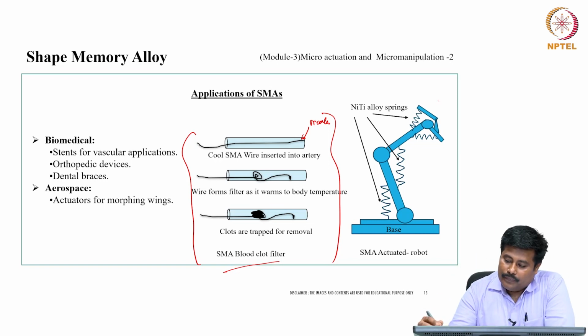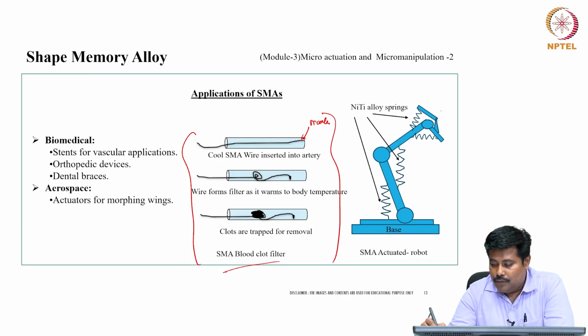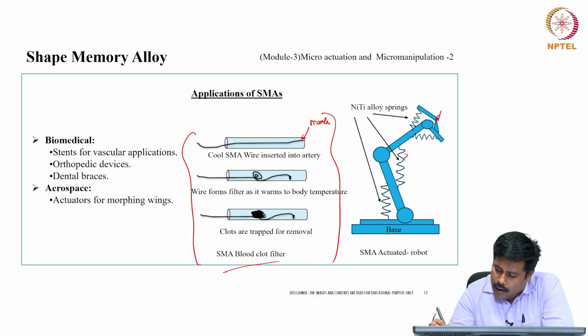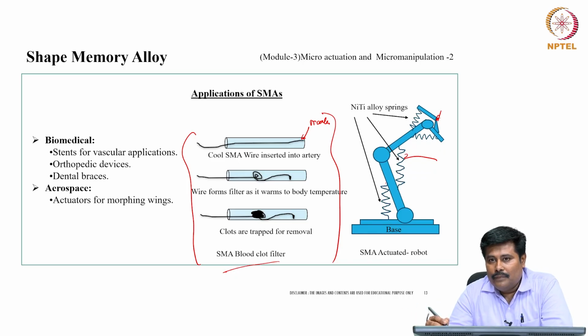Similar to this, based on the NiTi springs, we can develop an SMA actuated robot. The loading can be through the concerned link, and then by applying actuation through this, by connecting it with the appropriate wires and giving Joule heating to this system, we can have a kind of manipulation.